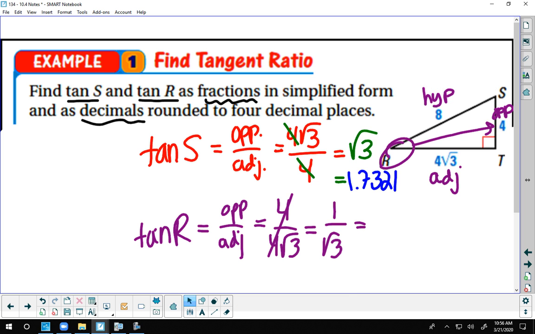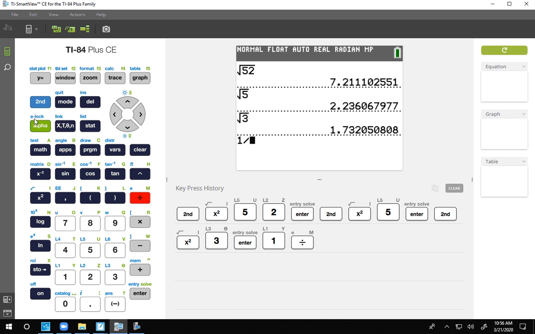Now, you would technically have to rationalize the denominator here. I'm not going to make you guys do that, though. I'm going to take those out of your homework problems. So let's figure out what this is as a decimal.